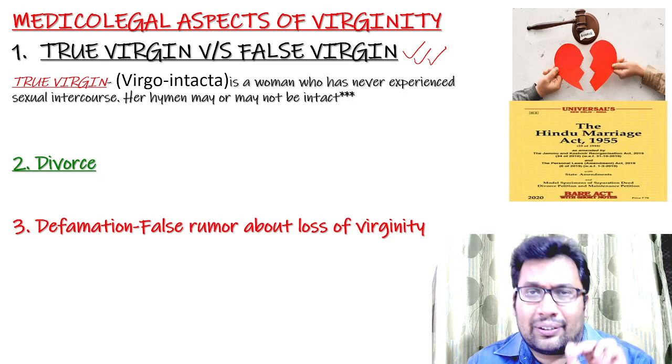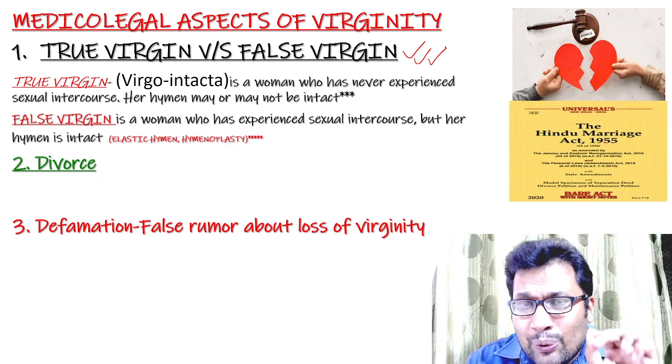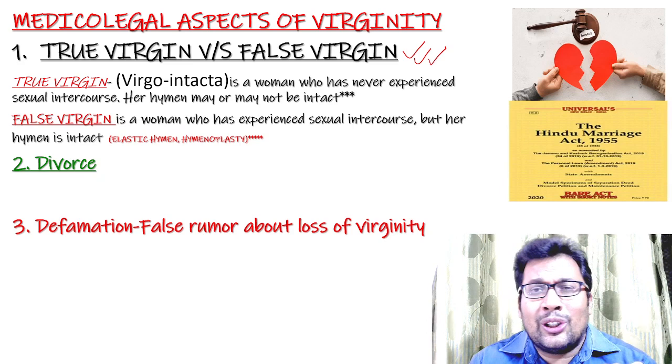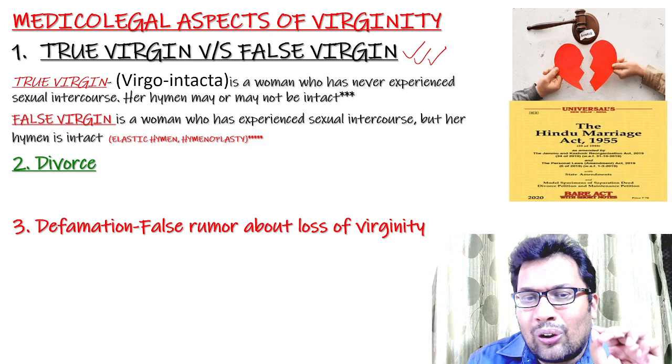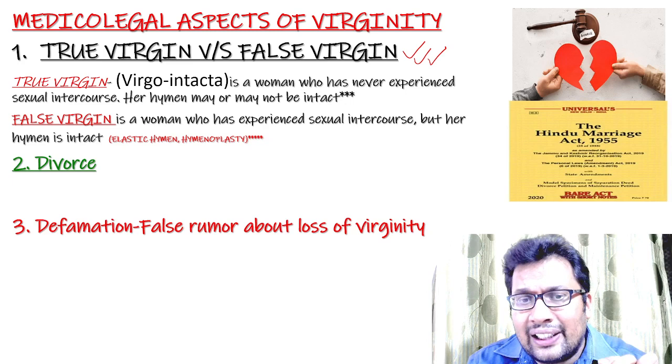The second is the false virgin. A false virgin is a woman who has experienced sexual intercourse, but her hymen is intact, because the hymen is probably elastic or there has been a hymenoplasty.